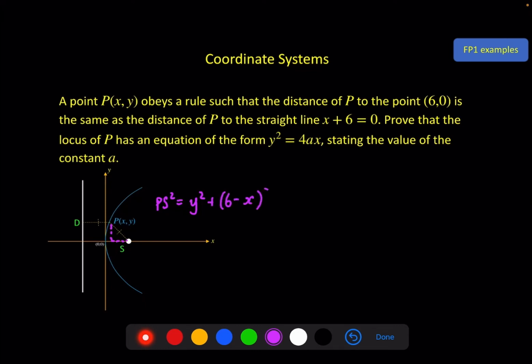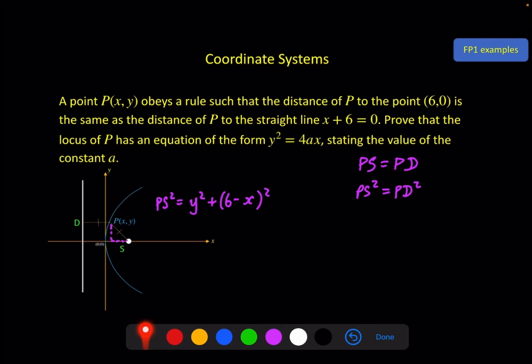Just do a bit of Pythagoras there, and we get this equation here. Now we know that PS must equal PD. That's the whole point, that it's equal distance, and they're telling us that in the question as well. So that also tells us that PS squared would be equal to PD squared.